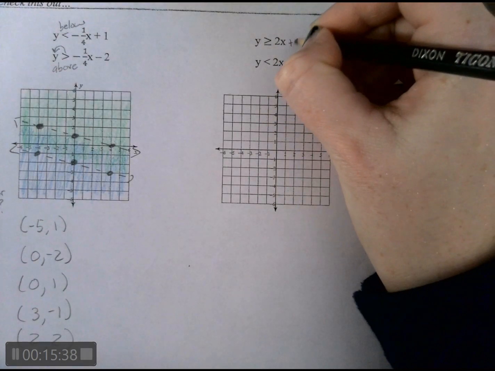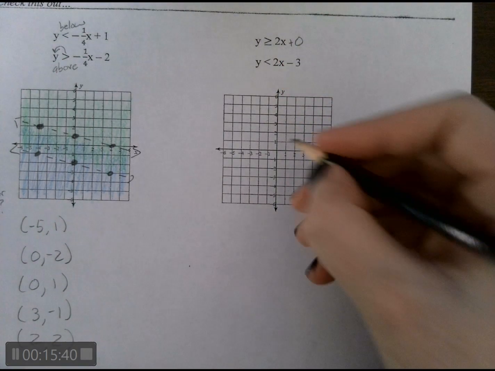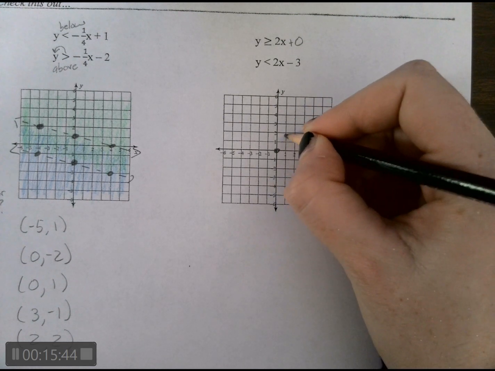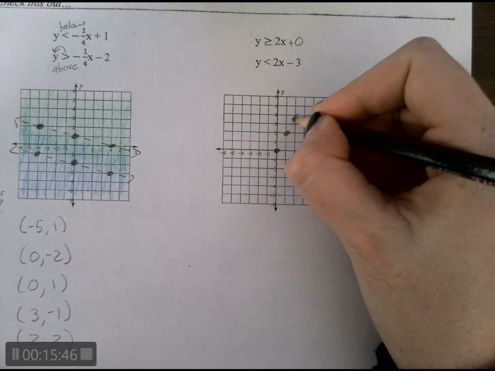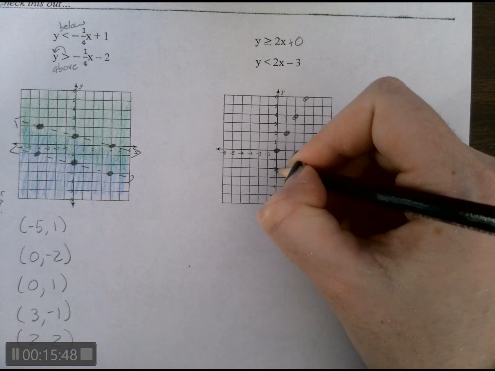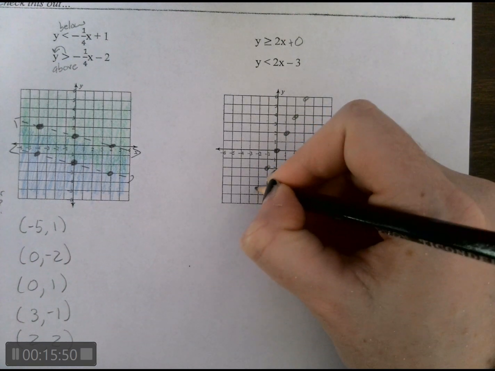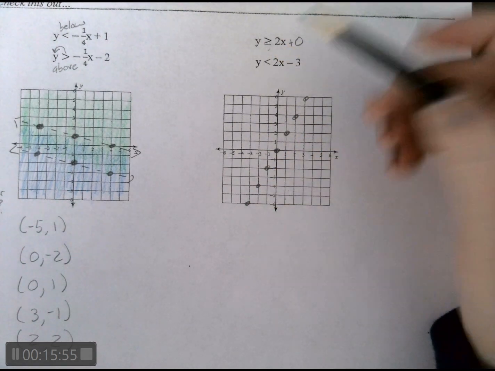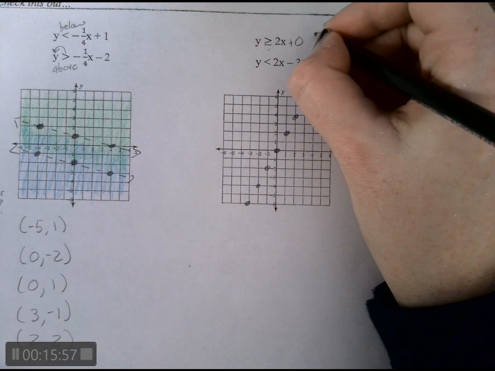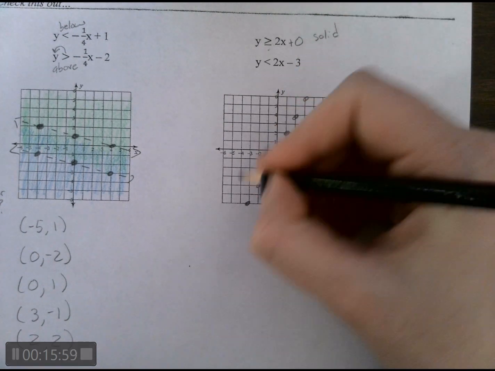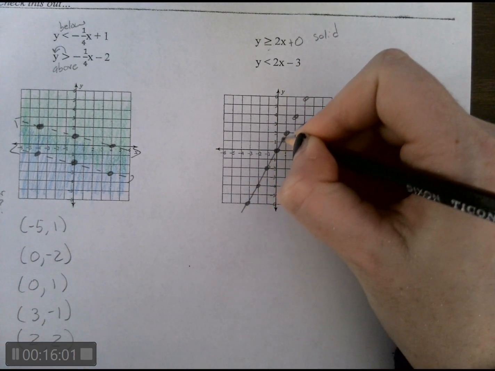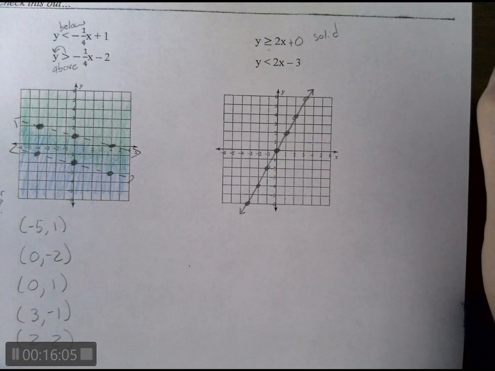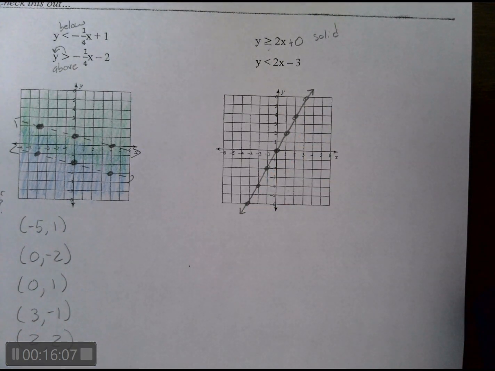So we're going to start at 0, and we're going to go up 2 to the right 1, and then we're going to go down 2 to the left 1. And because of this line, it's going to be solid. That's probably the straightest line I've ever drawn in my life.